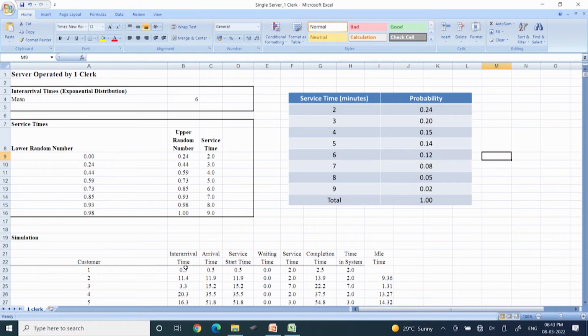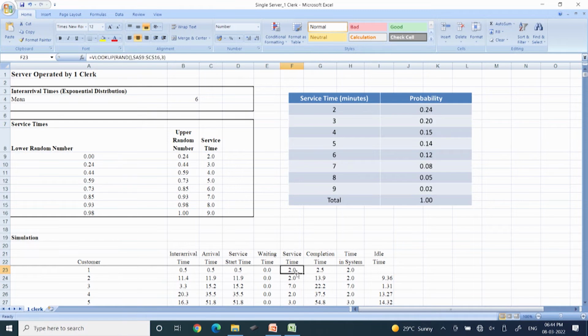Look at customer 1. You see the inter-arrival pattern, as I told you. The formula for generating random numbers which follow an exponential distribution is minus mean, B4, times log of rand. That I have generated for 1000 customers. For the first customer, the inter-arrival time is the same as the service start time. What is the waiting time? As usual, it is the service start time minus the arrival time.